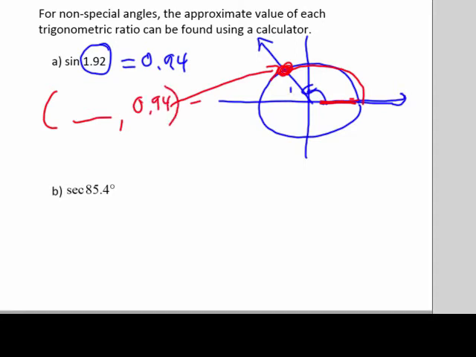For the secant of 85.4 degrees, you'll notice that 85.4 degrees is not a special angle, and so we're going to need to use the calculator to come up with this ratio. So secant is the reciprocal of the cosine ratio.